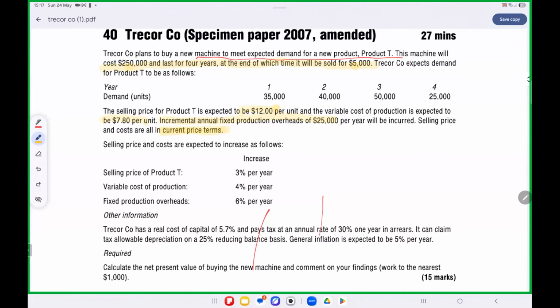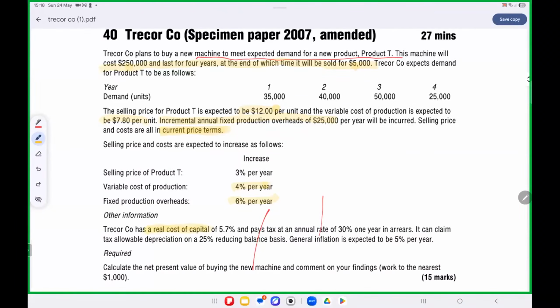Selling price and all costs are in current price terms. Selling price and the costs are expected to increase as follows. Selling price will go up every year by 3%, variable cost up every year by 4%, fixed production overheads up every year by 6%. Tracker Company has a real, this is very, very bad.